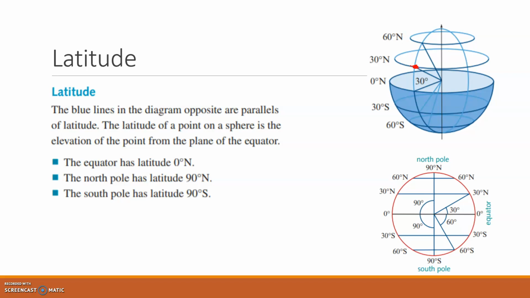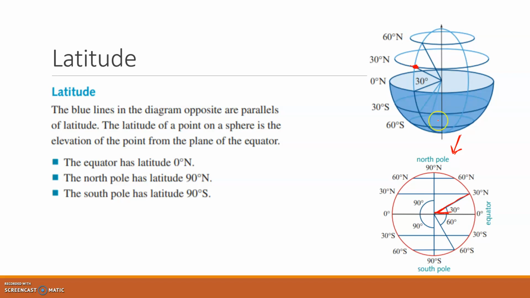The reason why we say that's 30 degrees north is because if I took a cross section of the Earth and obtained this diagram down here, that same point, I can see from the center of the Earth, from the equator, it has a 30-degree angle like that. So that's why they have those names of 30 degrees north, 60 degrees north, etc.